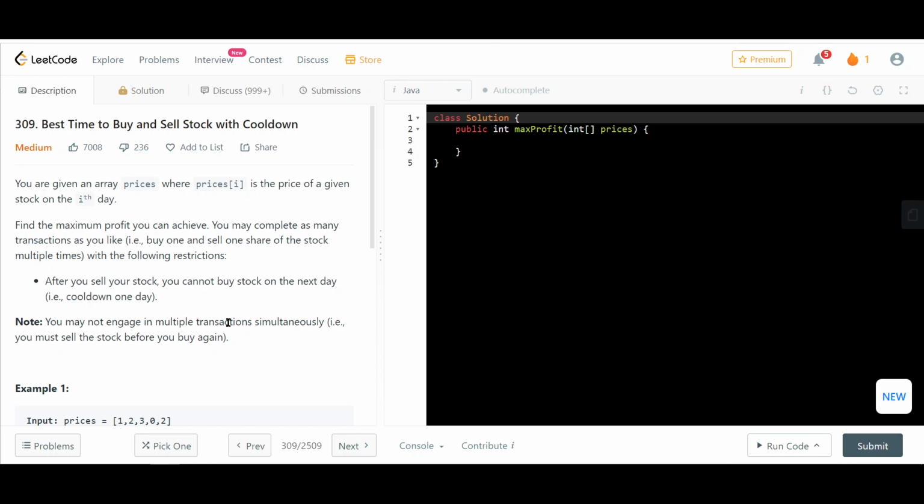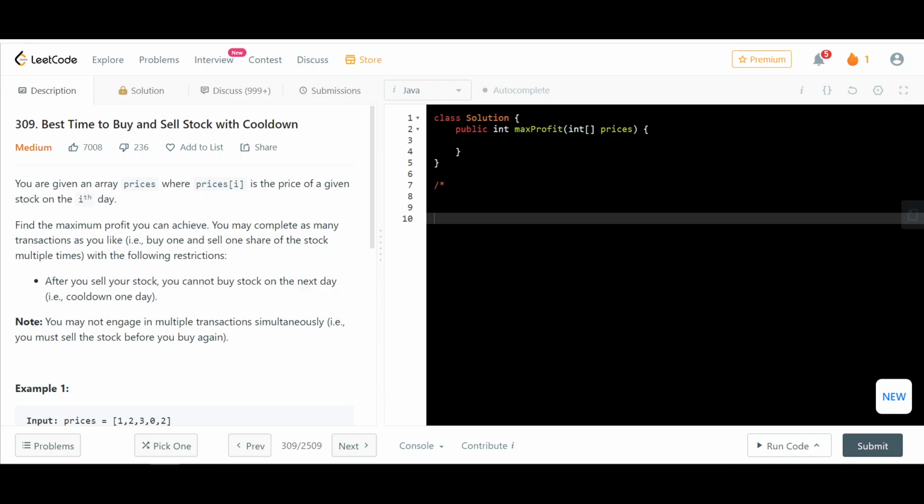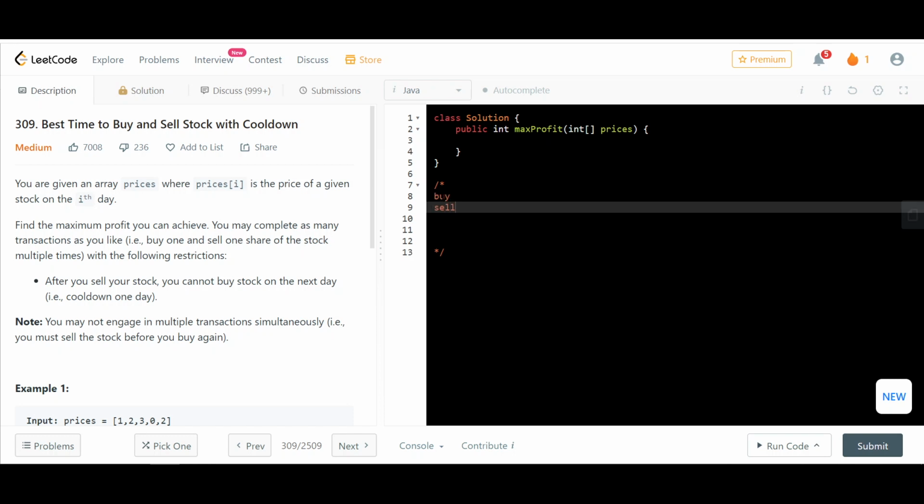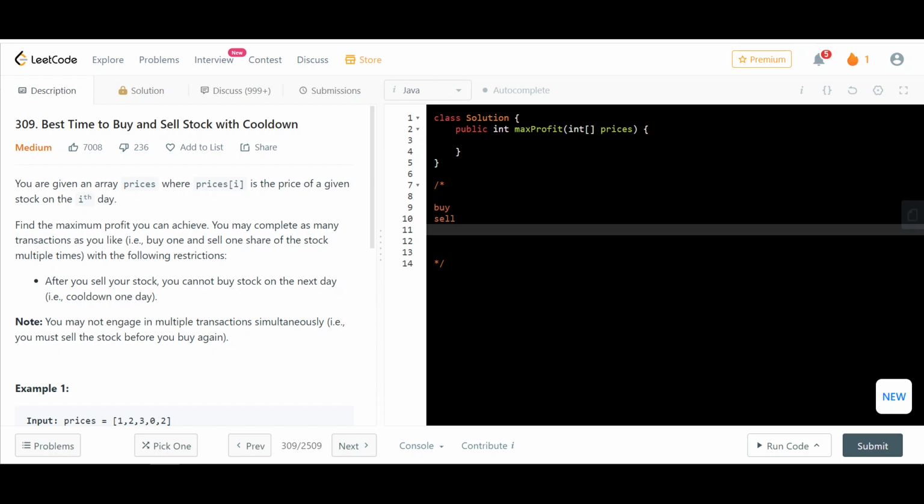All right, so again here, similar problems, you can do as many transactions as you like, but there is one condition: after you sell your stock, you cannot buy a stock on the next day. So after you sell, you cannot buy. In the previous case you could do two things, right? You could either buy or you could sell. Now there is a third thing, which is you have to rest. And it is forced, like a forced rest, right?